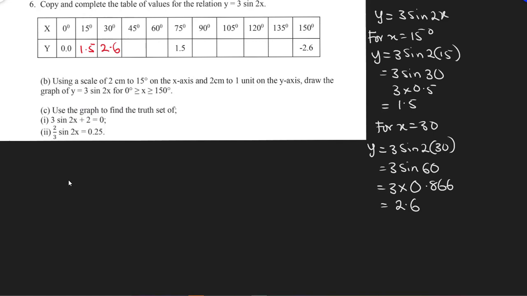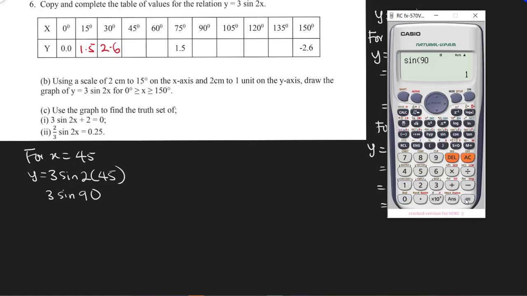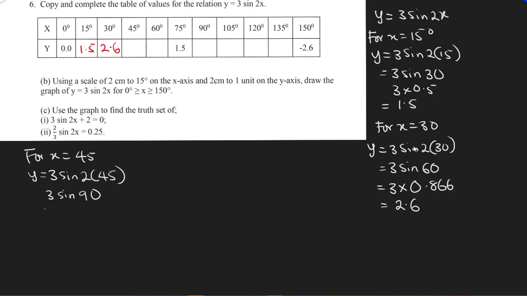The next one is when x is equal to 45. So let's use this place. For x equals 45 degrees, this one is going to be y equals 3 sine 2 into 45, which will be 3 sine 90, since 45 times 2 is 90. Sine 90 is 1. So we're going to have 3 times 1, which is equal to 3. Here is 3.